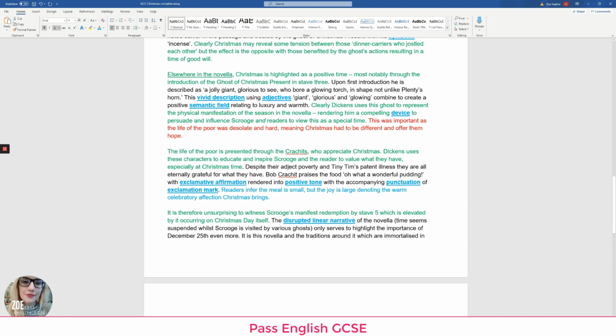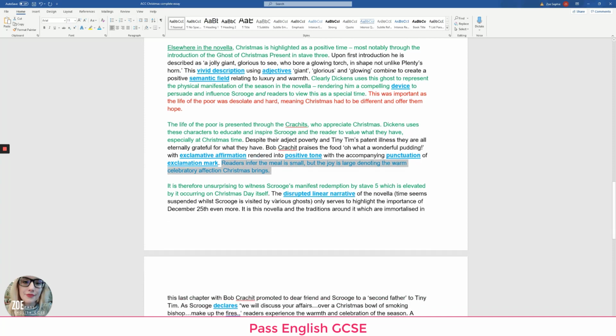Despite their abject, that means miserable or extreme, poverty, and Tiny Tim's patent, that means obvious, illness, they are all eternally grateful for what they have. Bob Cratchit praises the food, "oh, what a wonderful pudding," with exclamative affirmation. Rendered, made, into positive tone, that means a good vibe, with the accompanying punctuation, look at that, exclamation mark of exclamation mark. Readers infer, that means work out, the meal is small, but the joy is large, denoting the warm celebratory affection Christmas brings. His family don't have a lot, but they gather together what they can because it's Christmas.